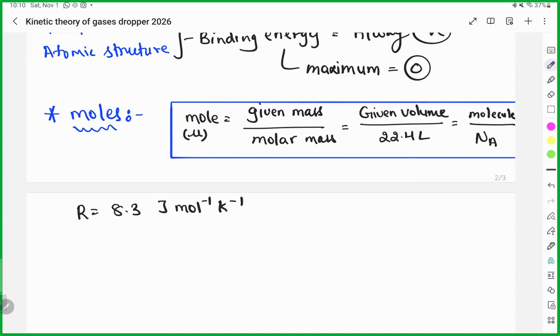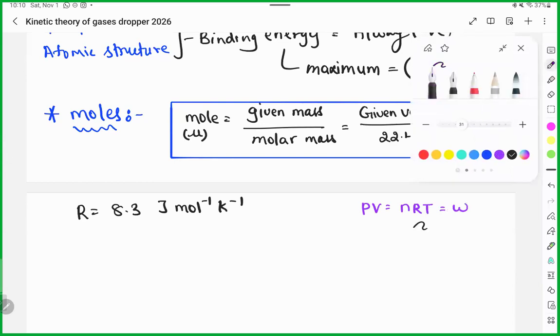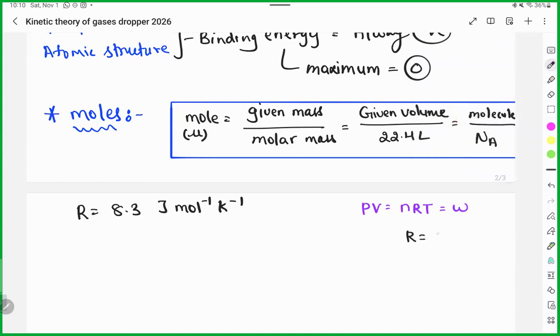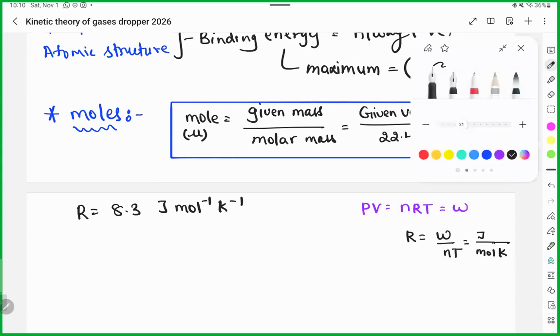Let me tell you how to calculate the unit. PV is equal to nRT. PV is also equal to work done. Work done unit is joule. You want to calculate R unit. So can we say it will be work done divided by nT? So work done is joule. n is number of moles and T is Kelvin. Tell me, was it really difficult?